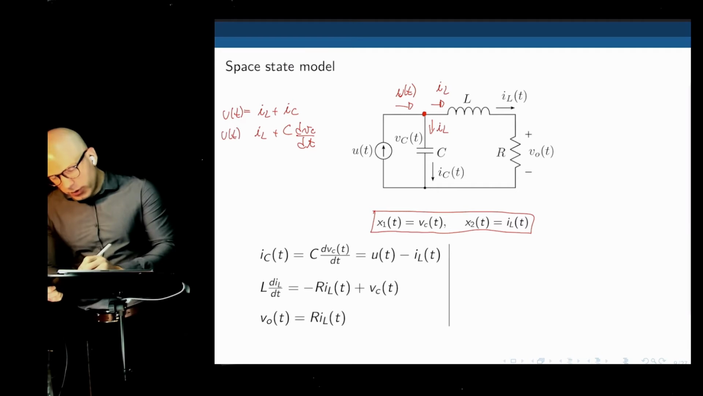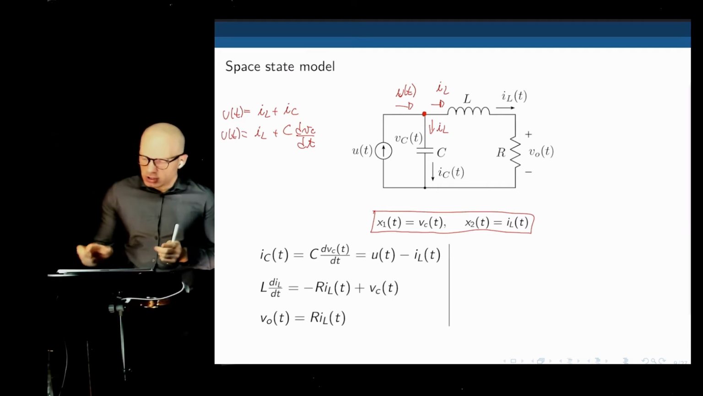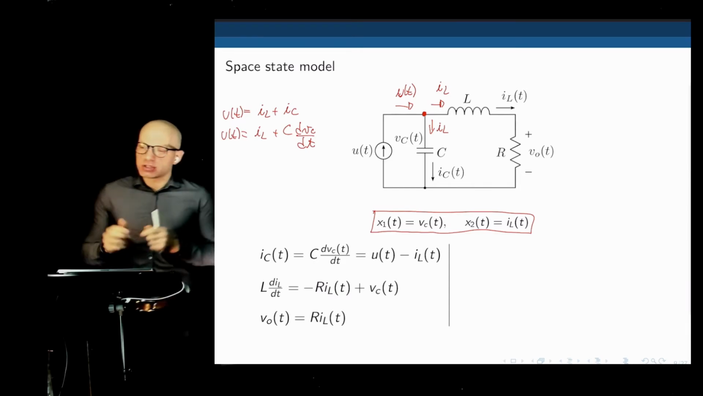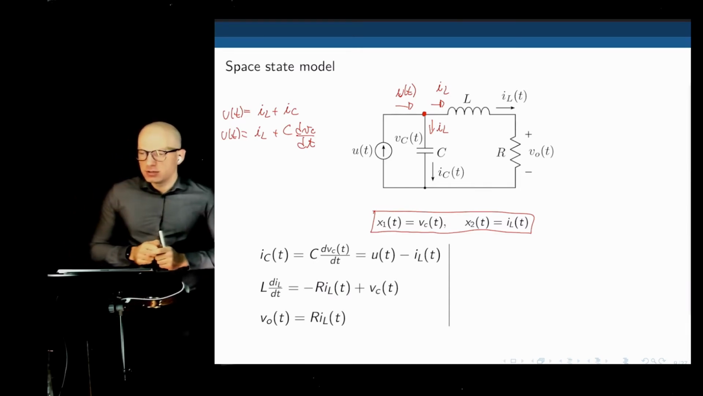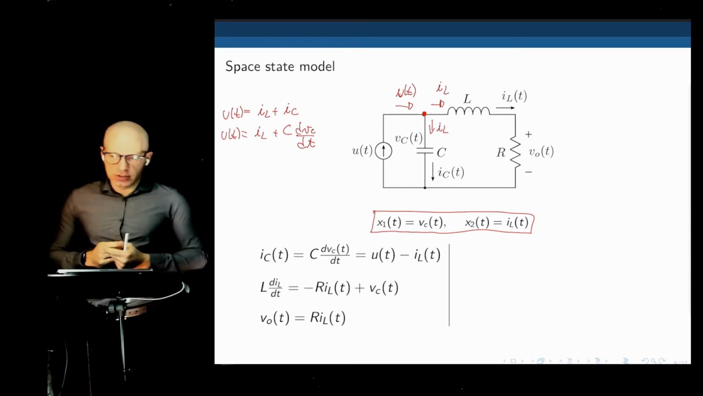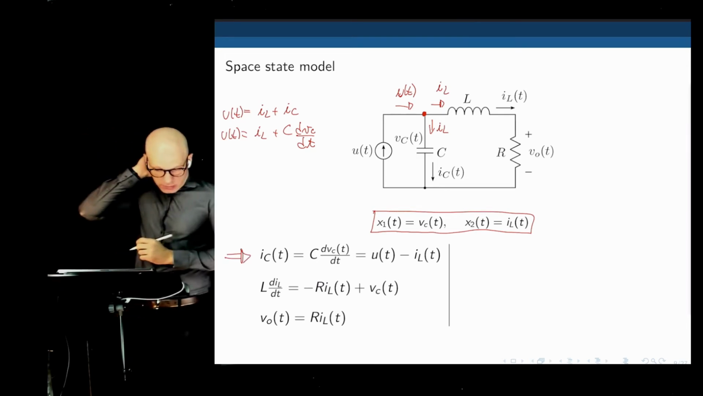Notice now that we rewrite the equation as a function of the input. That needs to be there, we can't change it, but everything else in this equation are states. IL is a state, dVc dt is also a state. Okay, so that's where this first equation comes in.